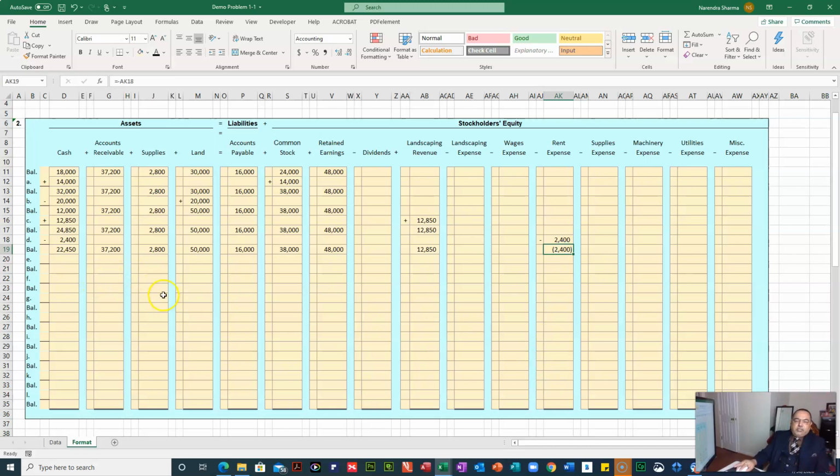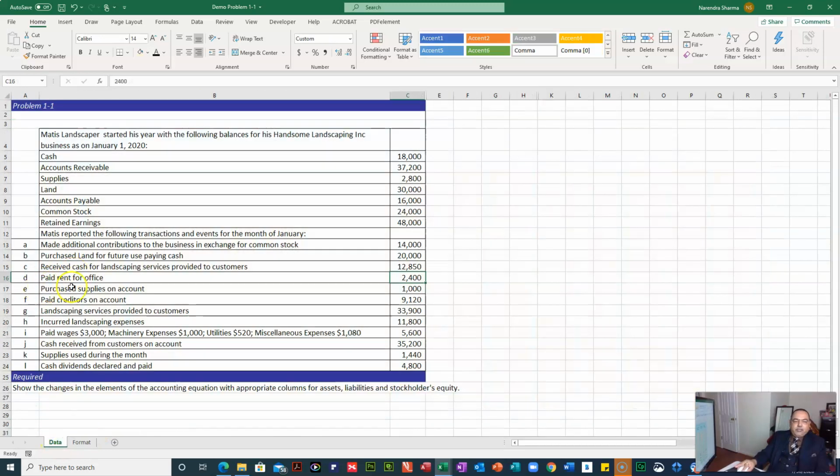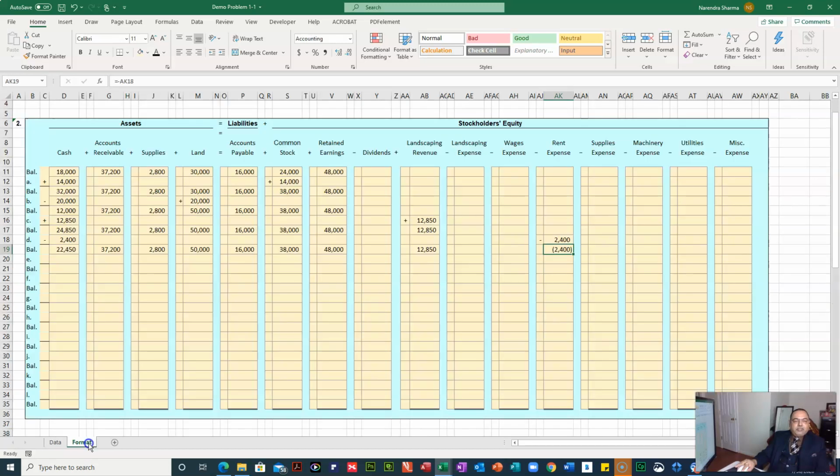Number E, of course, is the next transaction. We are going to look at purchase supplies on account. Since I purchased that on credit, it is going to be accounts payable. If it is relating to creditors, it is accounts payable. If it is relating to customers, it is accounts receivable. So in this case, it is accounts payable. Supplies will go up with 1,000.